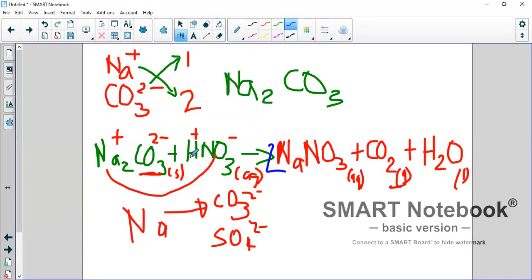Then hydrogen, I've got 1 here, but this side I've got 2. So I need to put a 2 here. So my hydrogen is balanced, as well as the nitrates, the NO3s. My equation is now balanced. Right, I'll stop here, my time is up.